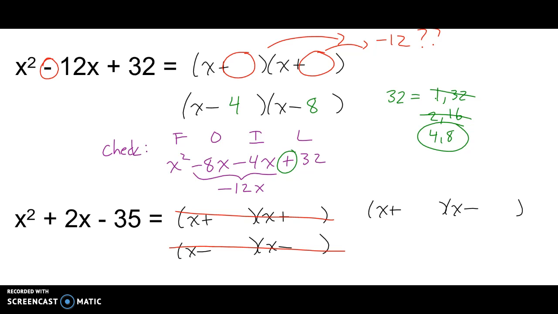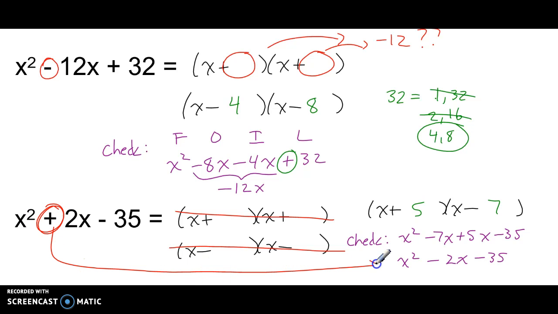But be careful. Once you realize that 5 and 7 is the right pair of numbers to work with, you got to put them in the right places. Like here, if I put the 5 with positive and the 7 with the negative, when you check it, it doesn't check. Here, you FOIL this thing out, you get x squared minus 7x plus 5x minus 35. That gives you the wrong sign in the middle. We're supposed to be getting a positive 2x. Remember this back over here? And we're getting a negative 2x instead.